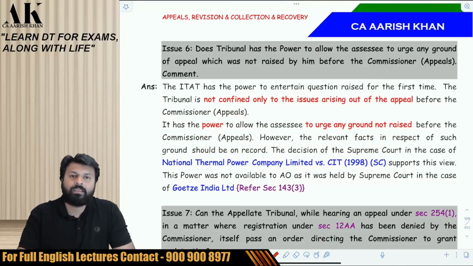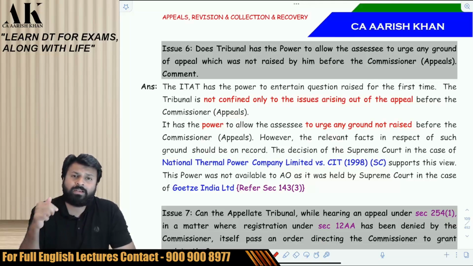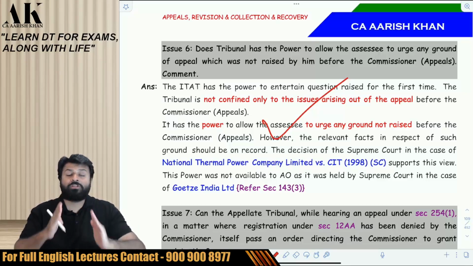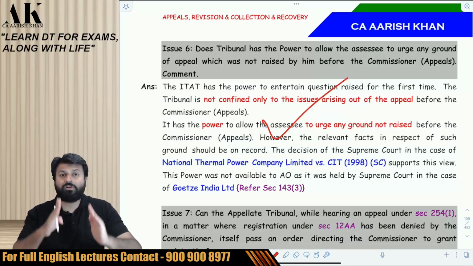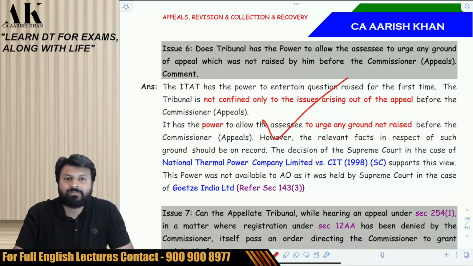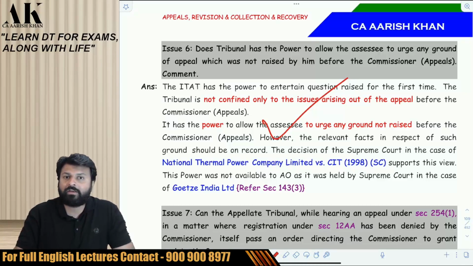Next. Can an assessee go to ITAT during the appeal, while the hearing is going on, and tell the ITAT, please allow me an additional ground? The answer is yes. It was held by the Supreme Court in the case of National Thermal Power Company Limited that the ITAT has the power to admit new grounds of appeal. That power is also there with CIT(A), but that power is not there with the AO. Remember Goetze India Limited, which says that if any new claim has to be admitted, the assessee has to make a revised return. It cannot be entertained through a mere application on plain paper. Do you remember that? I hope you remember.